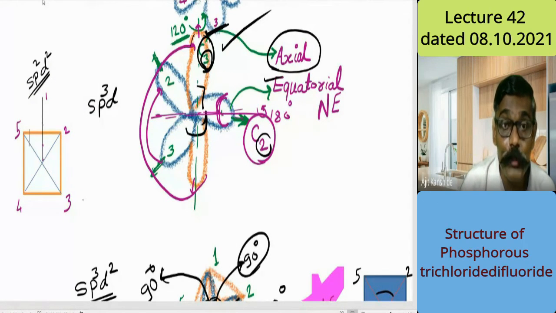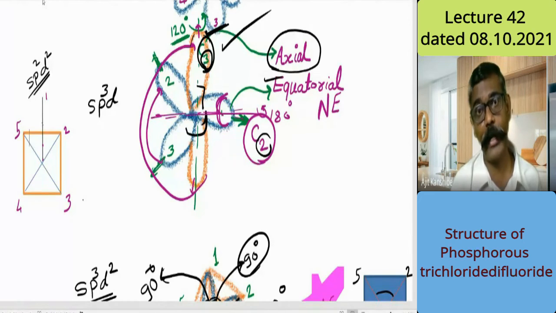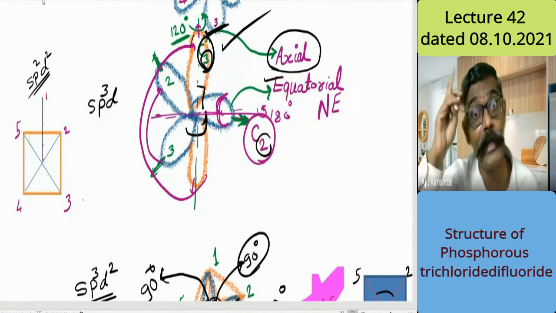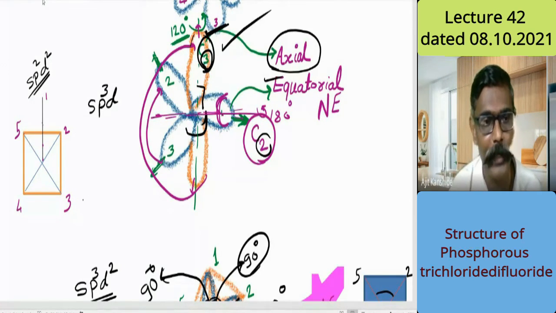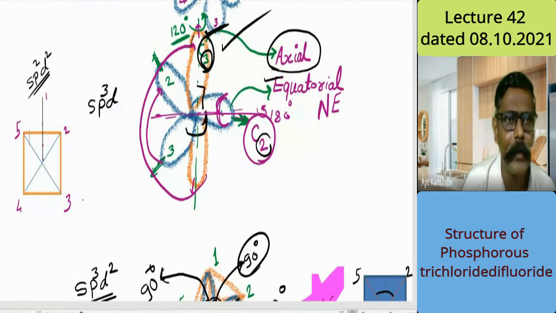Because of the logic you applied, you are right. Whatever I said, you have followed that. But one error is there. Now I will inform you. What you thought, the bond angle between position number 1 and position number 2 is 90 degree.